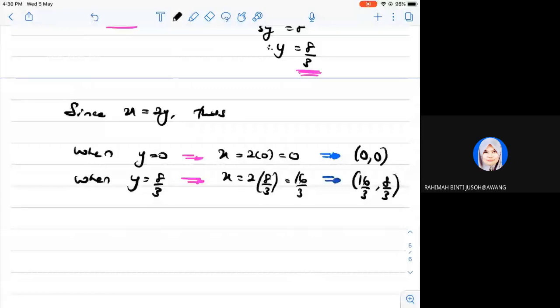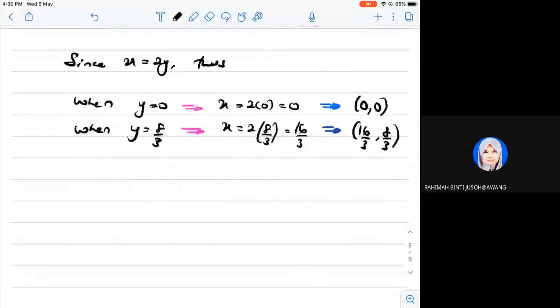X dulu. Okay, in this case we have two critical points. So cantik lah sikit, dua critical points. Tadi macam simple sangat. Alright, so now kita cari fxx. Okay, next step is find fxx.